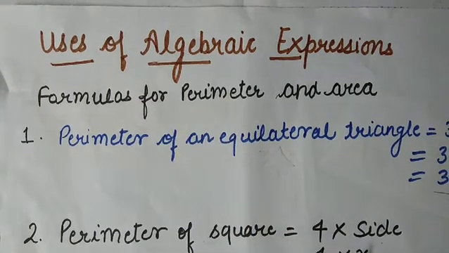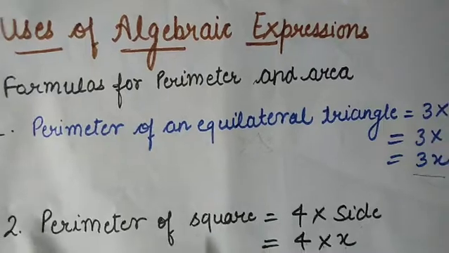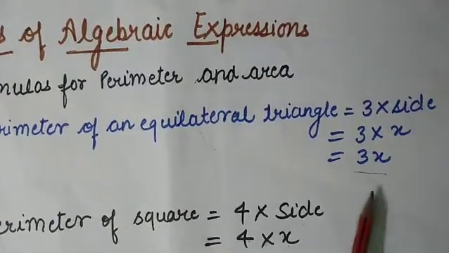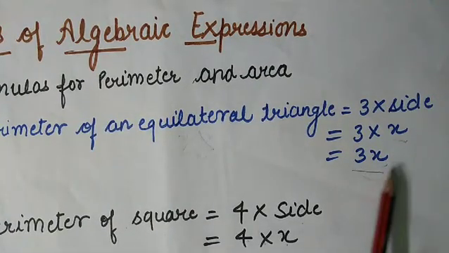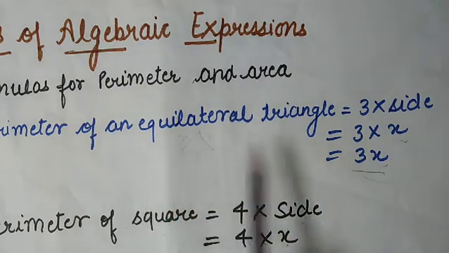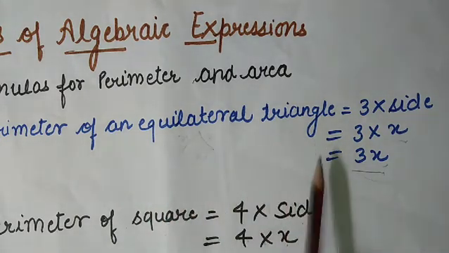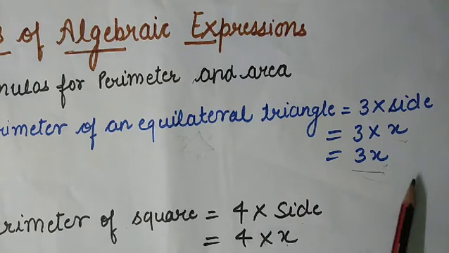So the perimeter will be, perimeter means sum of the boundaries, so perimeter will be 3 into side. Side I have supposed x, so it will be 3x. So I can say that the perimeter of an equilateral triangle can be written as 3 into x, where x is the side of the triangle.